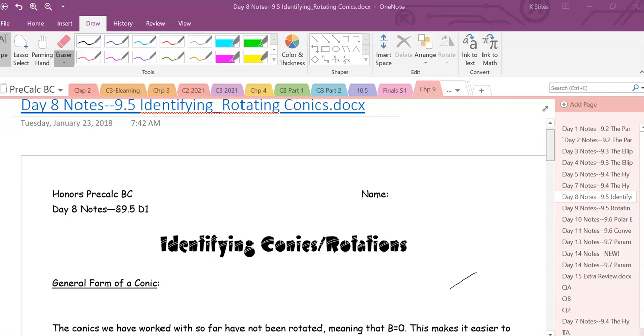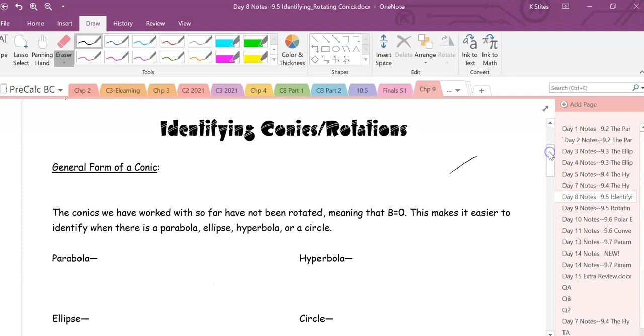Hello Pre-Calc BC. Today we are going to start identifying conics and also talk about the rotation of conics. So the first thing we're going to do is write the general form of a conic.